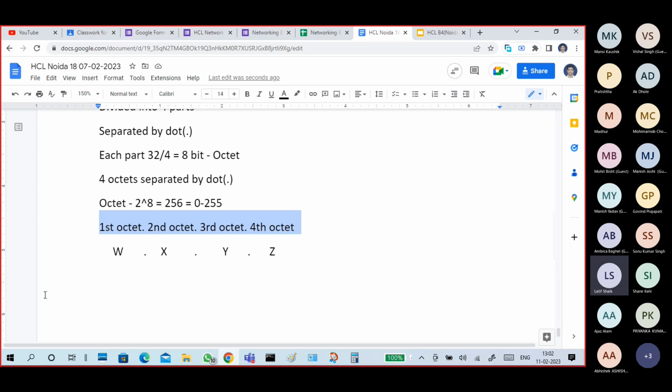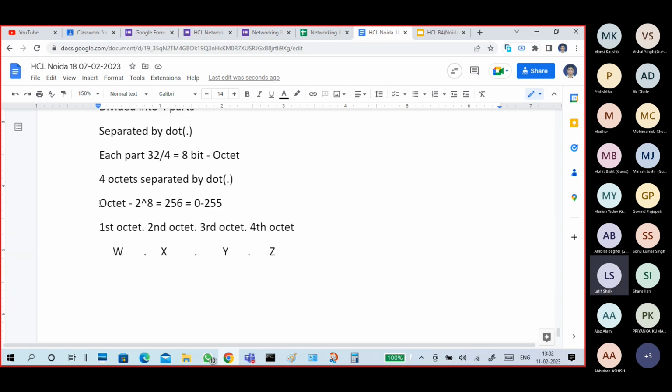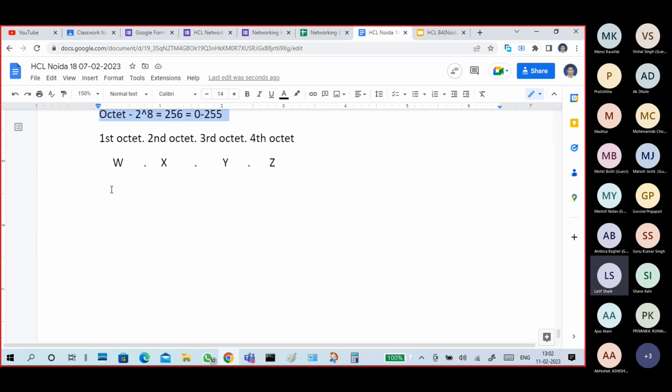But always try to concentrate first on the first octet, second octet, third octet, and fourth octet. As I said, each octet's size is 0 to 255. So the first octet ranges from 0 to 255. The second octet ranges from 0 to 255. The third octet ranges from 0 to 255. The fourth octet is from 0 to 255.